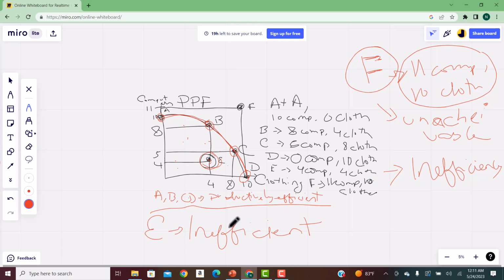Again, the word is unachievable. If my handwriting is not right, it is unachievable, which is not possible at this point. Okay, because we don't have enough resources or technology to produce that amount or that combination of computers and clothing.